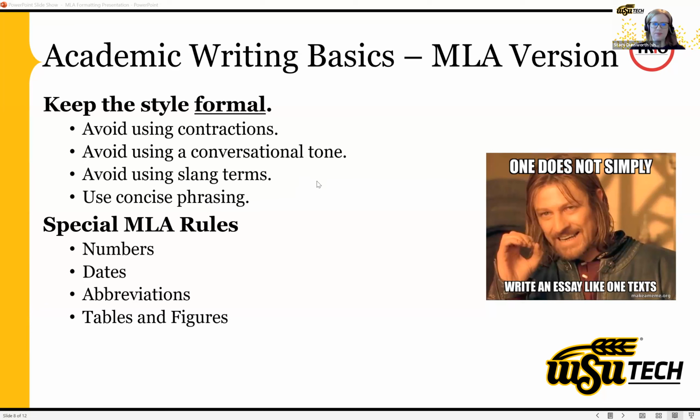Okay. Now with the MLA rules, every style is going to be a little bit different in its rules for numbers, dates, abbreviations, and all that good stuff. So with MLA, numbers that could be written in one to two words should be written in one to two words. Okay, I'm going to bring up another Word document here and just show you what I mean by that.